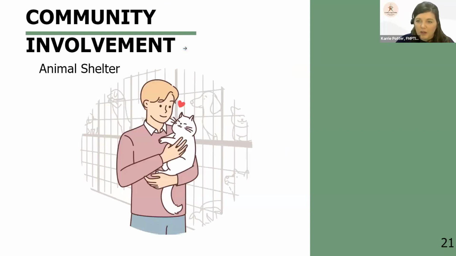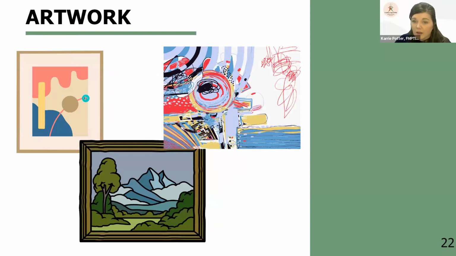Again, we talked about community involvement. You could be involved in, like, an animal shelter, things like that. So any of that could be helpful. Artwork. Again, a lot of students are good at art and have a lot of artwork. It really can showcase their personality and their interests. So that could be something that would be helpful.